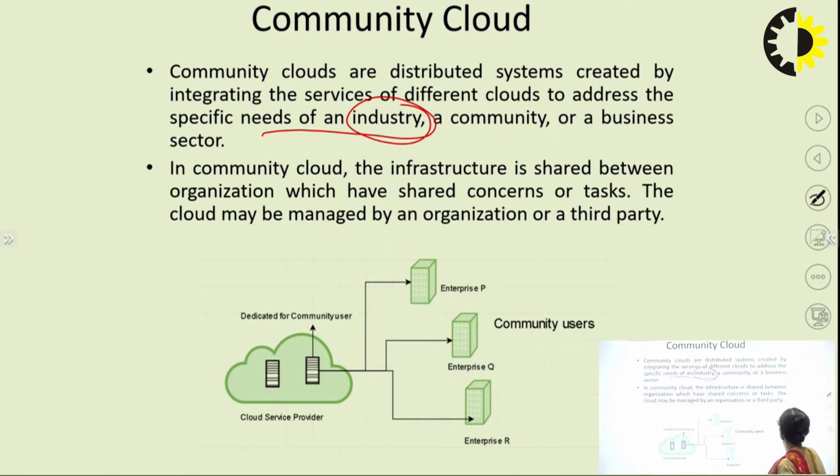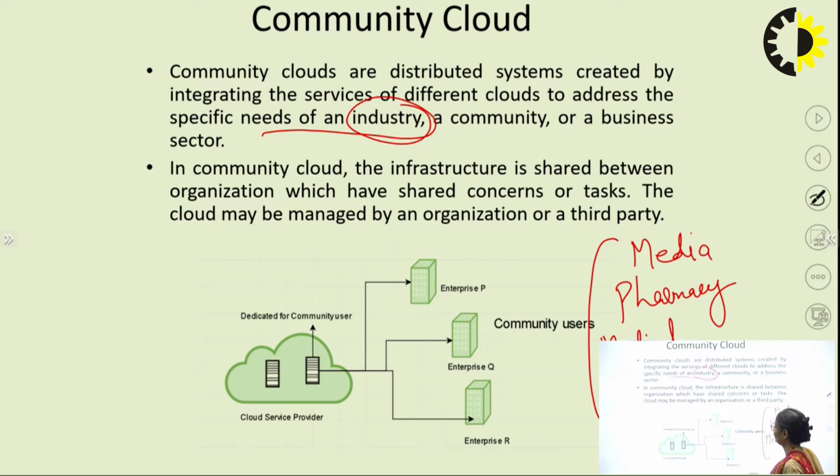Now this segment of industry could be your media, it could be your pharmaceutical companies, that is a pharmacy, it could be other medical oriented, for example a group of hospitals, or you could say a group of cancer related hospitals, they have formed a group for the purpose of research or R&D. So these are a few examples of the industries. In community cloud, the infrastructure is shared between organizations which have a shared concern or task.